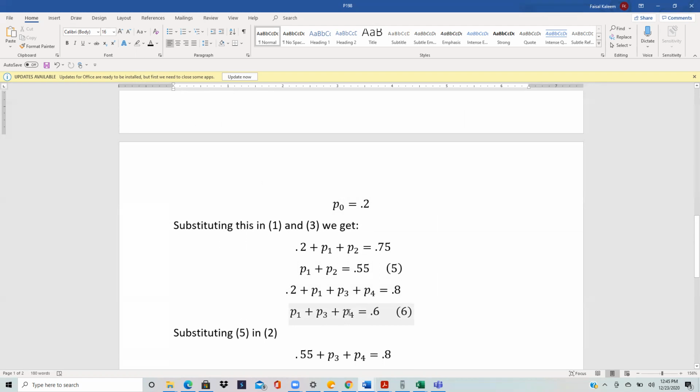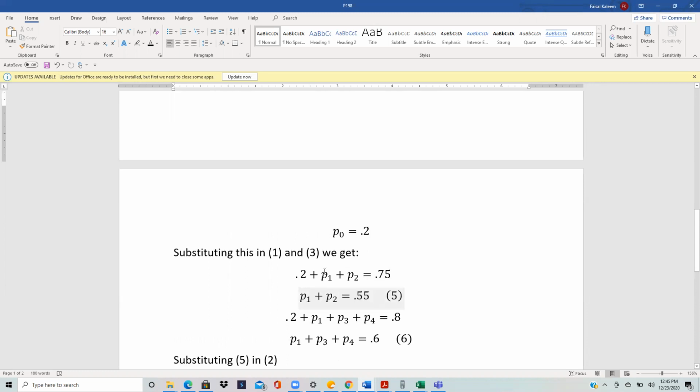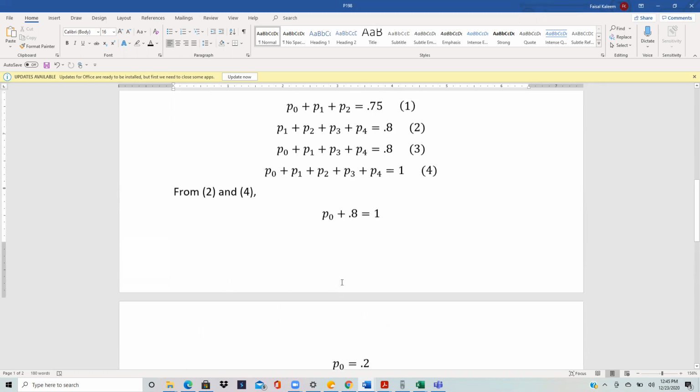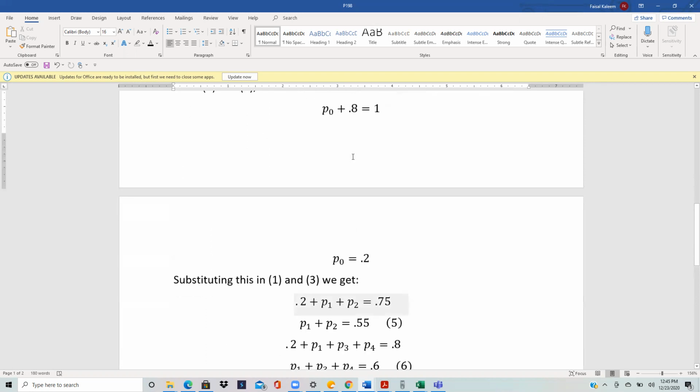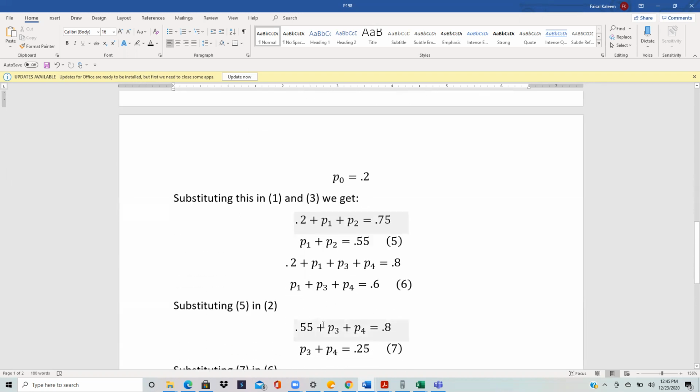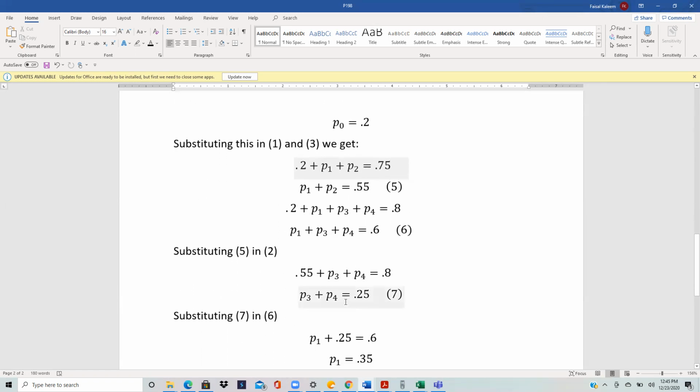So now we have P1 plus P2 equals 0.55, and that can be substituted in equation number 2. So P1 plus P2 was 0.55, so substitute 0.55 here. So 0.55 plus P3 plus P4 equals 0.8. This gives P3 plus P4 equals 0.25.